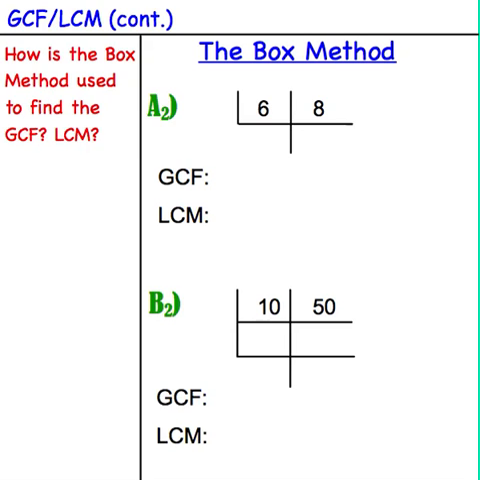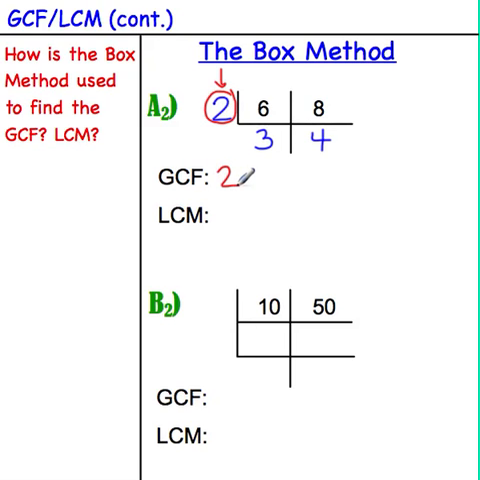So I see between 6 and 8 that I can divide out a 2. And then I say, well, 6 divided by 2 is 3, and 8 divided by 2 is 4. And when I look here, 3 and 4, they don't have anything in common anymore, so that means that my GCF is what goes straight down this column here, therefore my GCF is 2.